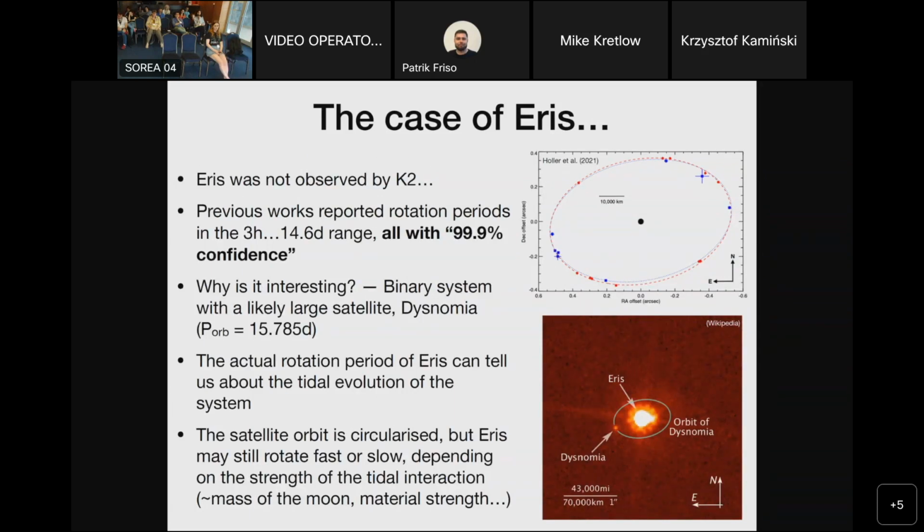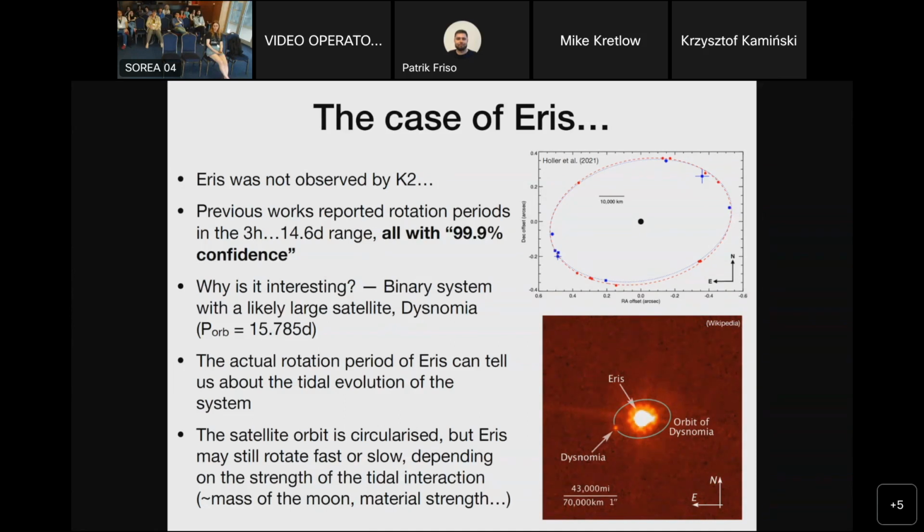Of course, it cannot be that all these rotation periods are true. So what is the true rotation period? And why is it interesting? It's interesting because it's a binary system. It has a large satellite, well, we guess that it's a large satellite, called Dysnomia, with an orbital period of roughly 15.8 days. So the physics we were interested in is that the actual rotation period of Eris can tell us about the tidal evolution of the system. We know that the satellite orbit is circularized.